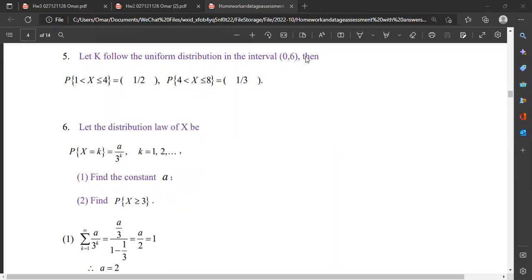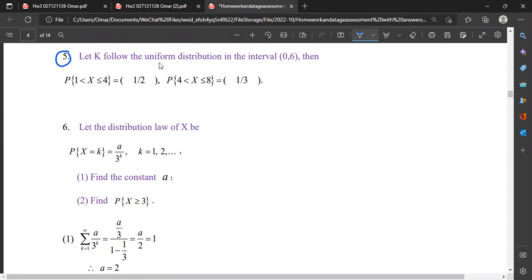So now let's review the statistics homework. This is the second homework, and previously I discussed up to here, and now I will talk about the fifth question of homework 2.